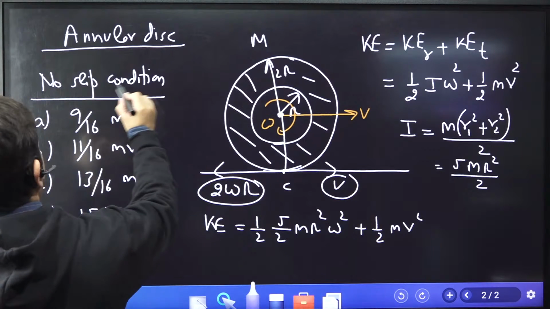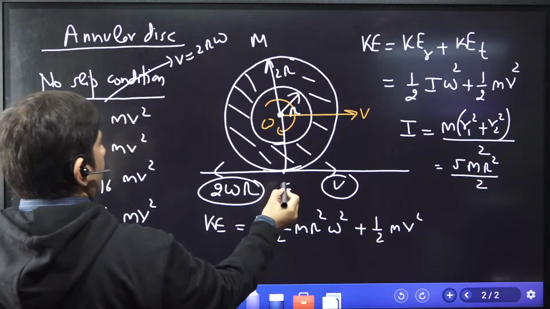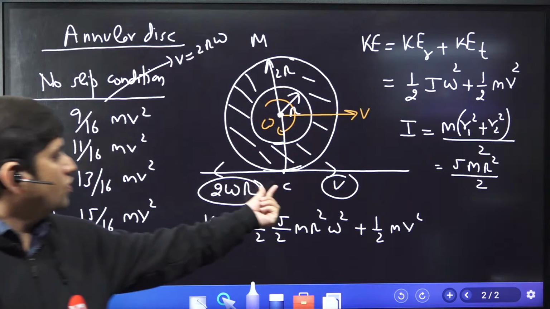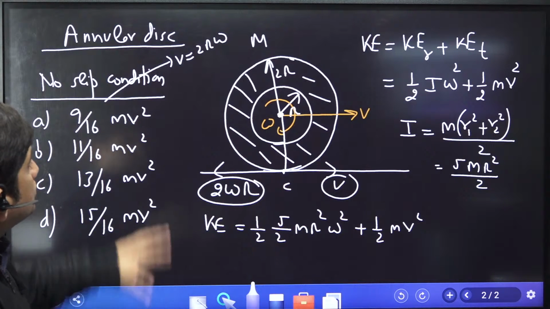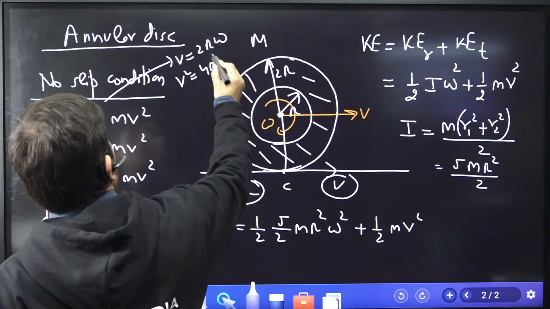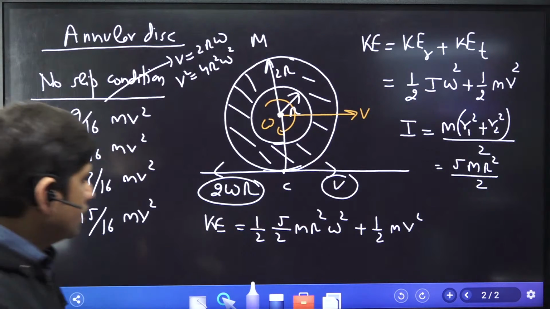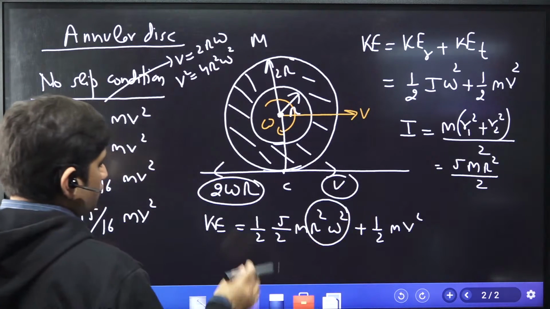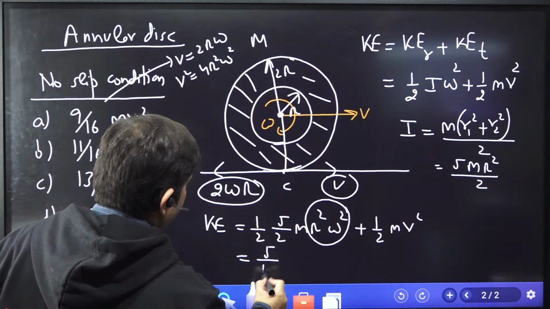See the relation, v is equal to 2r omega. The no slip condition says v should be equal to 2r omega. That is the reason: if this velocity becomes equal to this, the velocity here will be 0, right? So v square should be equal to 4r square omega square. Can I get 4r square omega square here? Yes. Multiply by 4 and divide by 4, and this comes to 5/16.